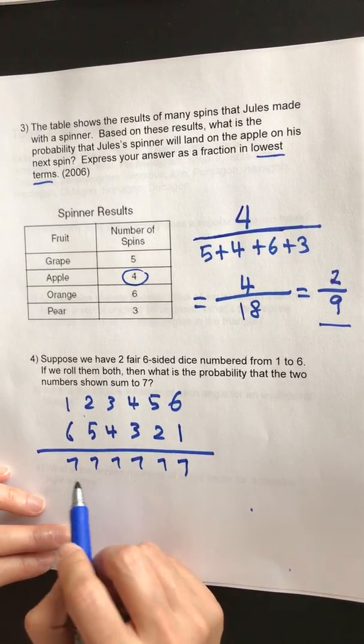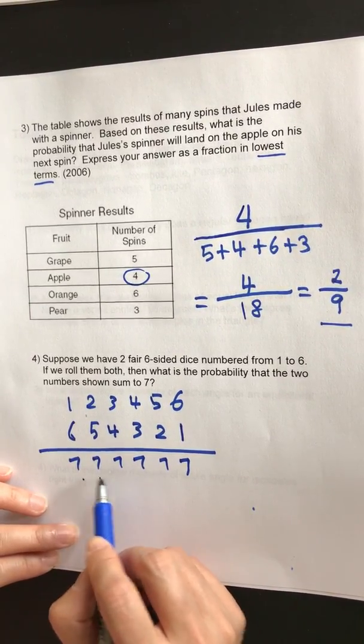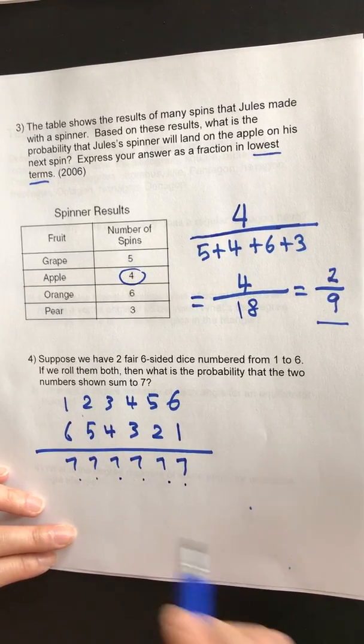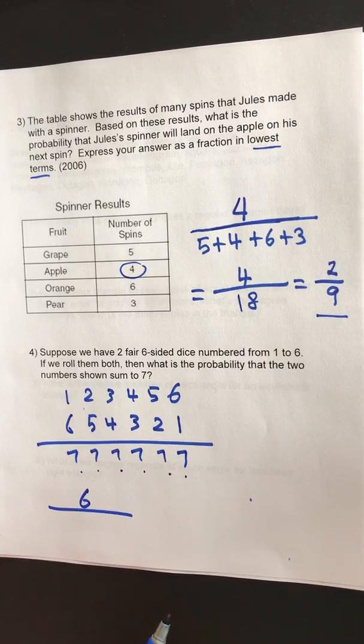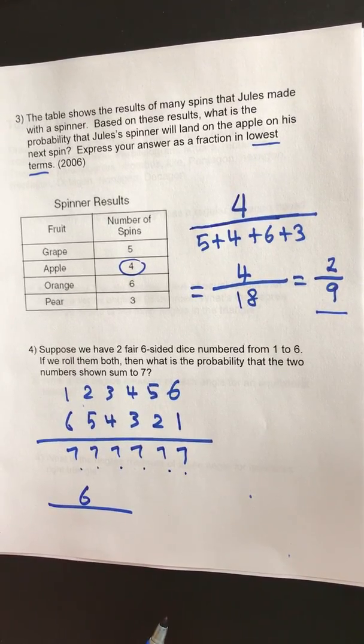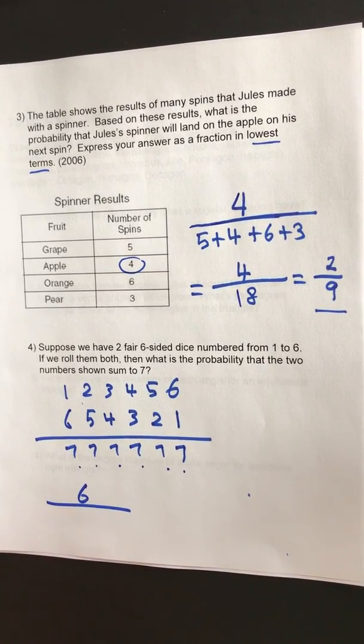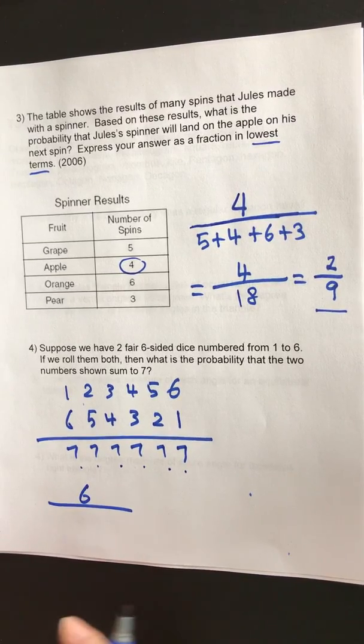Okay, how many successful outcomes here? 1, 2, 3, 4, 5, 6. So you got 6 possibilities that you add the 2 numbers up that they equal to 7. What are the total possibilities?